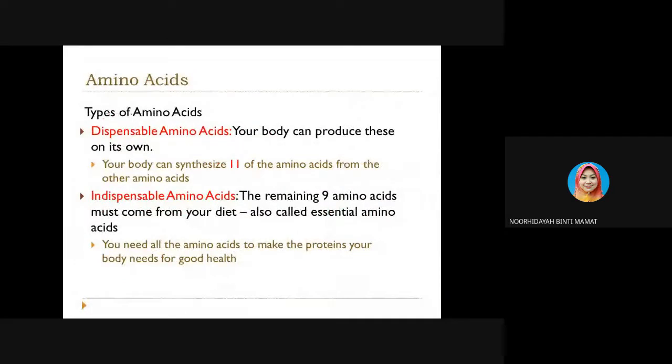So we go to the types of amino acids. There are two types: the first is the dispensable amino acid, and the second is the indispensable amino acid, which we also call the essential amino acid. The dispensable one can also be called a non-essential amino acid. This is where our body can produce the amino acid by itself. Our body can synthesize about 11 of the amino acids from other amino acids. But when talking about essential amino acids, the remaining 9 amino acids must come from our diet. It cannot be produced by our body; we must gain it through food intake. And you need all the amino acids to make the proteins your body needs for good health.